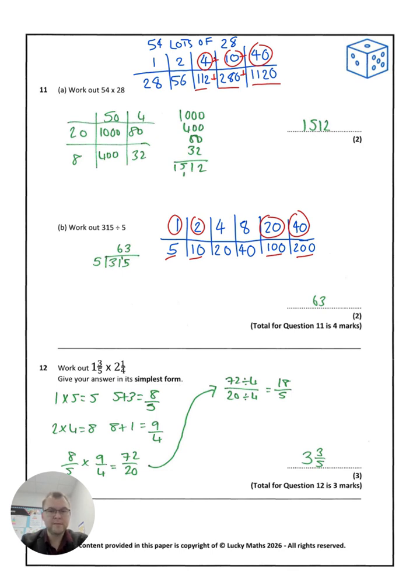54 lots of 28, 315 divided by 5, both done using a ratio table here. On the top, we're doubling 1 lot, 2 lots, got 4 lots there. And then 10 lots and 40 lots is where the 50 lots comes from. So 54 lots is 1,120 for me, plus 280 plus 112, 1,512. And to do 315 divided by 5, I'm counting up in fives. 1 5, 2 5s are 10, etc.